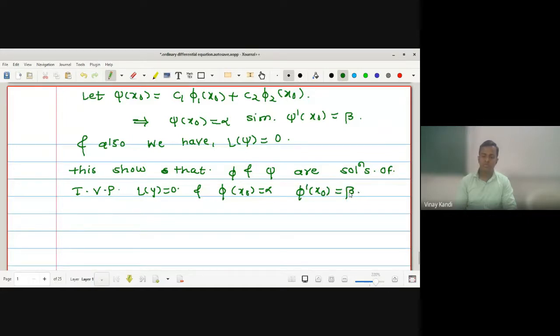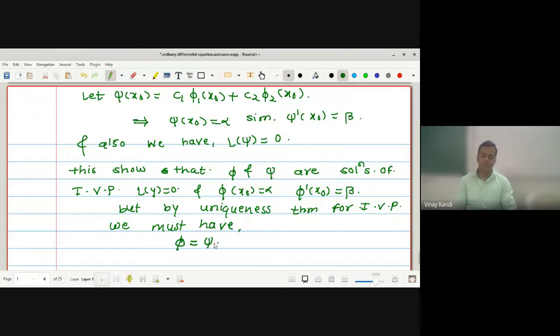Okay, but by the uniqueness theorem for initial value problems, which we have seen in the previous lecture, we must have phi equal to psi. That is, phi is equal to c1 phi1 plus c2 phi2. Okay, any doubt up here?